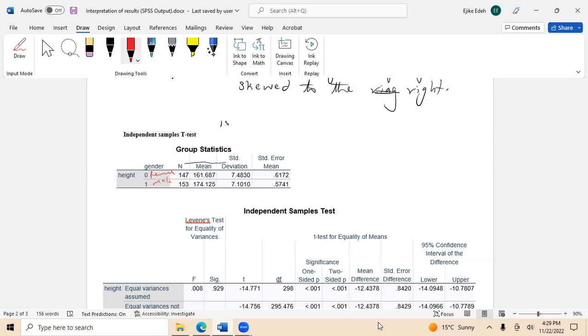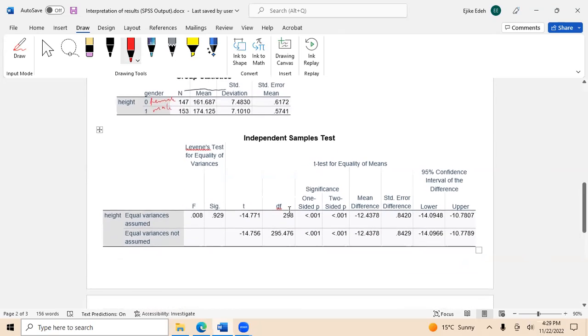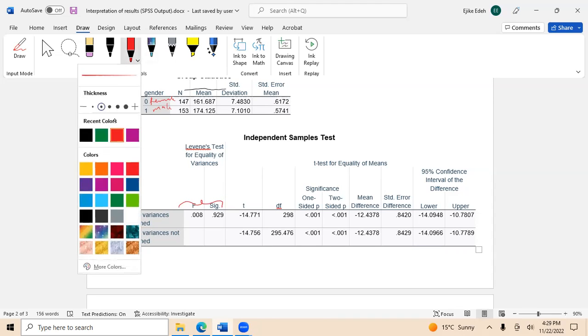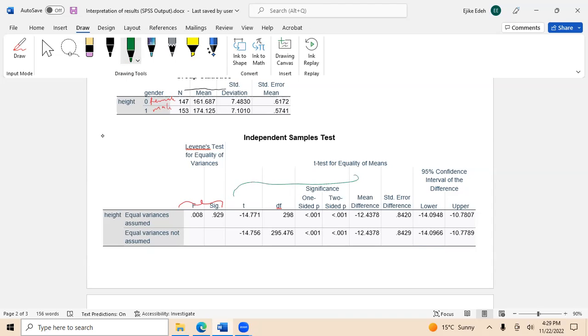But we're focusing today on the second part, second output, which is the independent sample t-test, okay? So first, I want us to know that there are 2 parts to this table. I'm going to use the red to mark the first part. The first part is the Levene's test of equality of variance, okay? And then the second part, and I will use green to mark that, the second part is the actual independent sample t-test, okay? All right, so let's start with the first part first.